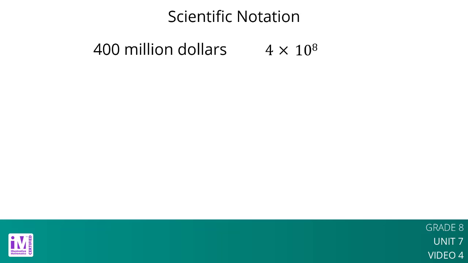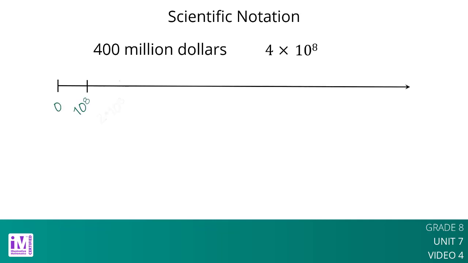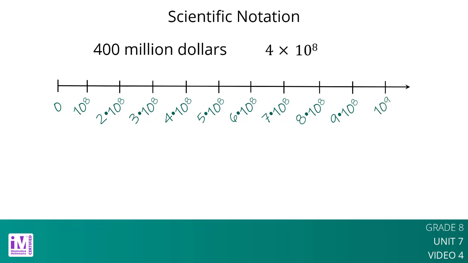For scientific notation, the cross symbol is the standard way to show multiplication instead of the dot symbol. Writing the number this way shows exactly where it lies between two consecutive powers of 10. The 10 to the 8th power shows us the number is between 10 to the 8th power and 10 to the 9th power. The 4 shows us that the number is 4/10 of the way to 10 to the 9th.